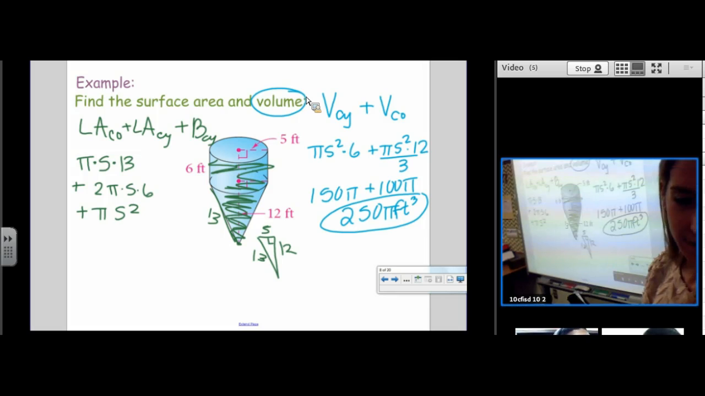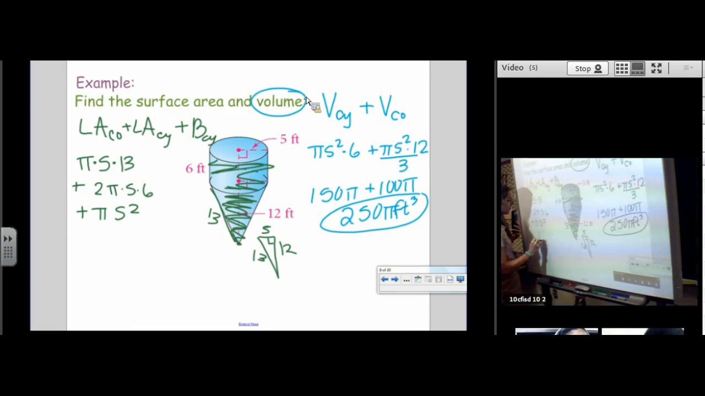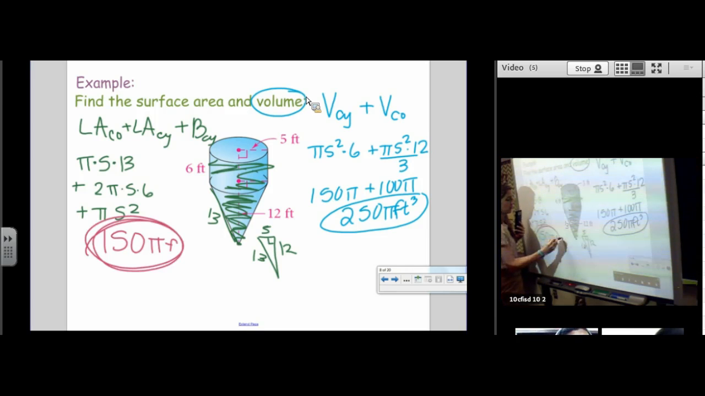Okay, type in what you got. Let's make sure we all got the same thing. Nice, pretty answer. This one was easier than the one we did yesterday. The surface area is 150 pi feet squared.